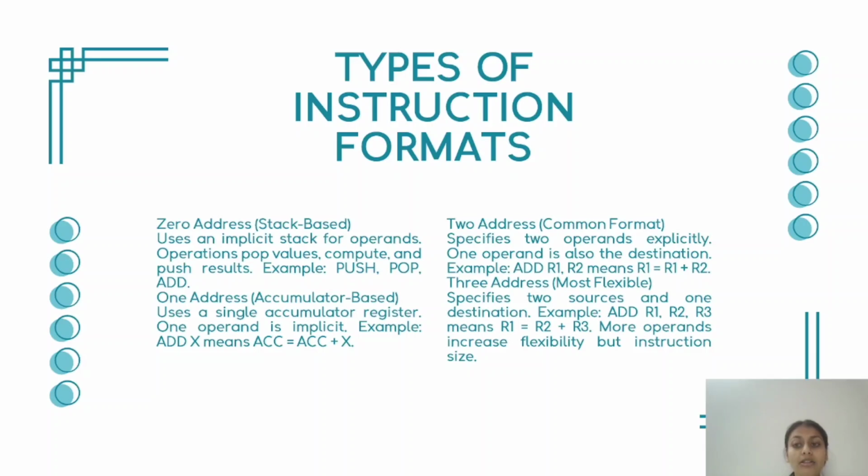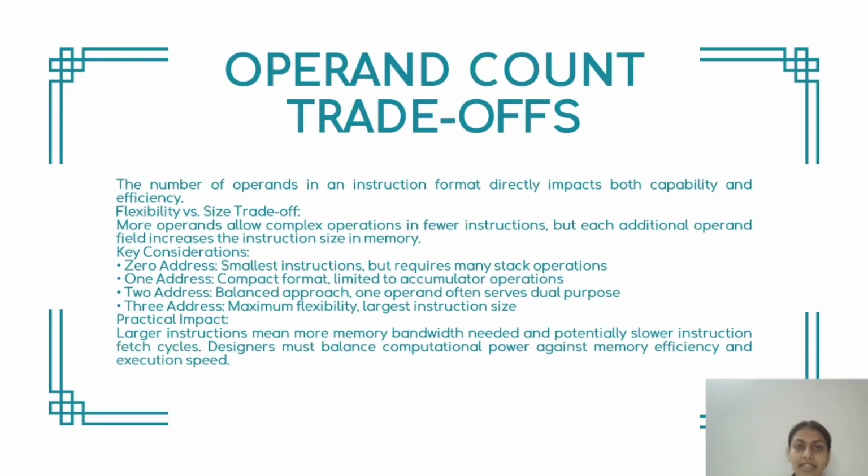One operand is also the destination. Example: ADD R1 R2 means R1 equals R1 plus R2. Three address: specifies two sources and one destination. Example: ADD R1 R2 R3 means R1 equals R2 plus R3. More operands increase flexibility but also increase instruction size.